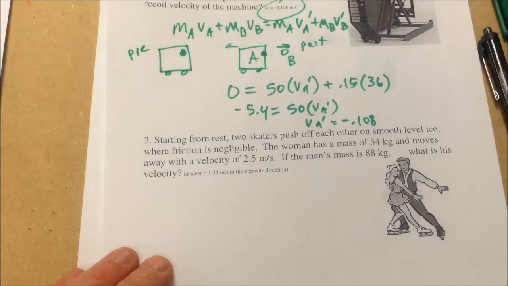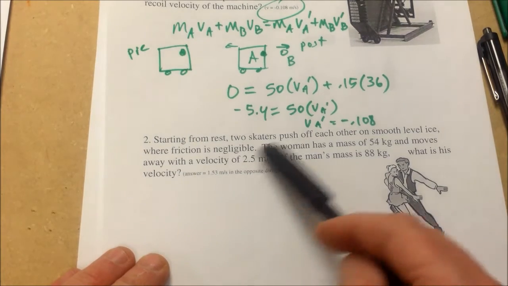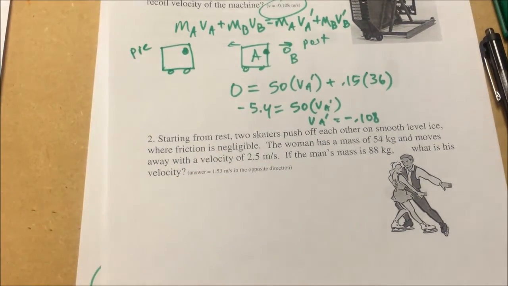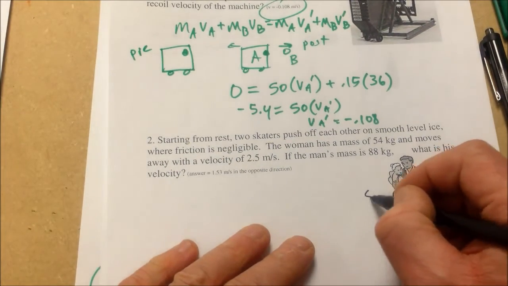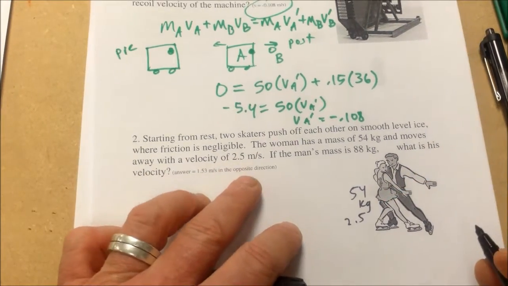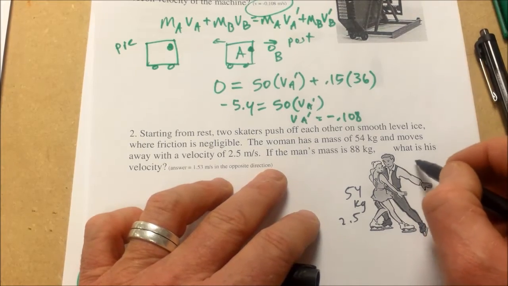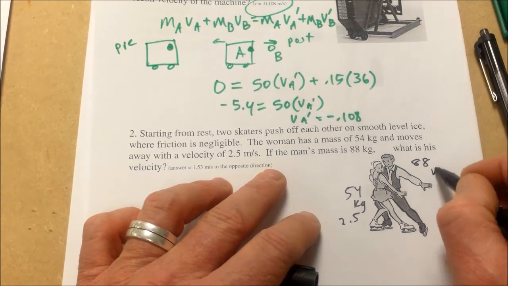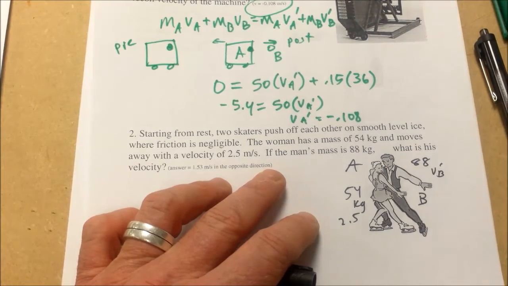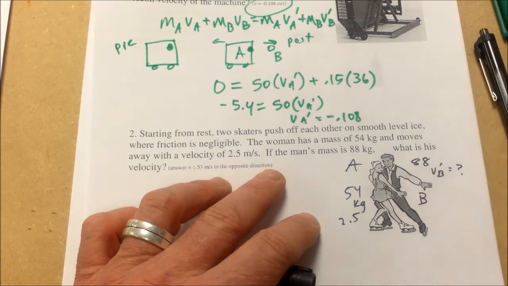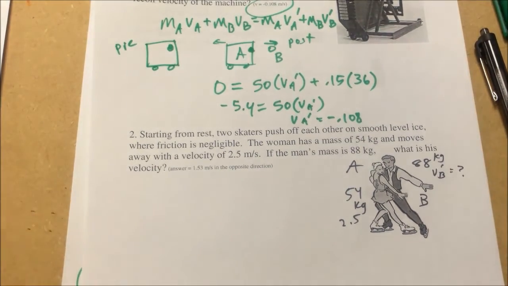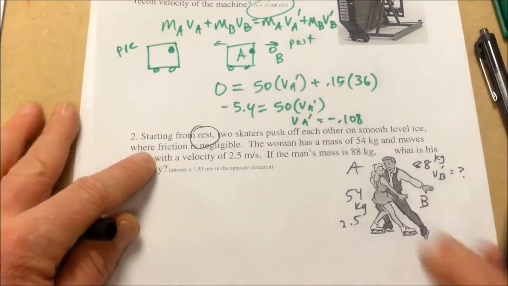Okay, you see this in skating too, right? Two skaters push off of each other. Okay, again, we're neglecting friction. Okay, the woman has a mass of 54 kilos. She's moving at 2.5. Okay, the man's at 88. We're not sure then his velocity. So let's call her A and let's call him B. Okay, we're not sure of his velocity. We know his mass. So initially, they're starting from rest, right?